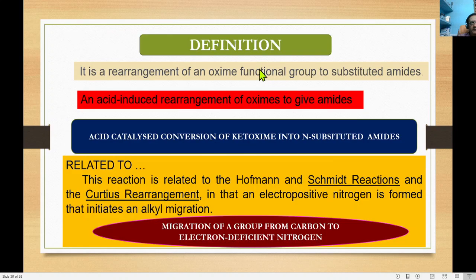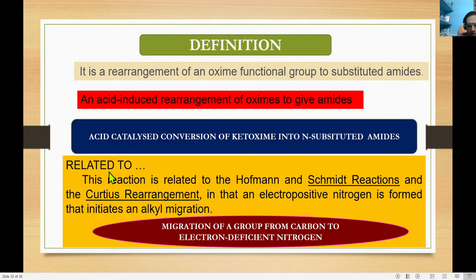So the various definitions are here. Definitions with different wording, but all those points are similar. In different books, we find different wordings. It is a rearrangement of an oxime functional group into substituted amides. I'm repeating, rearrangement of an oxime into a substituted amide, or otherwise acid-induced rearrangement of oxime to give amides. Acid catalyzed conversion of ketoxime into N-substituted amides. All those three definitions are similar, and from an examination point of view, we can write acid catalyzed conversion of ketoxime into N-substituted amides, an example of the Beckmann rearrangement.